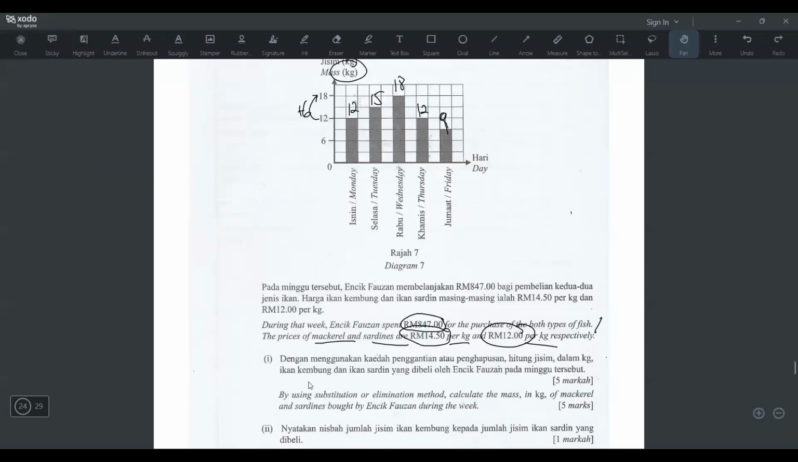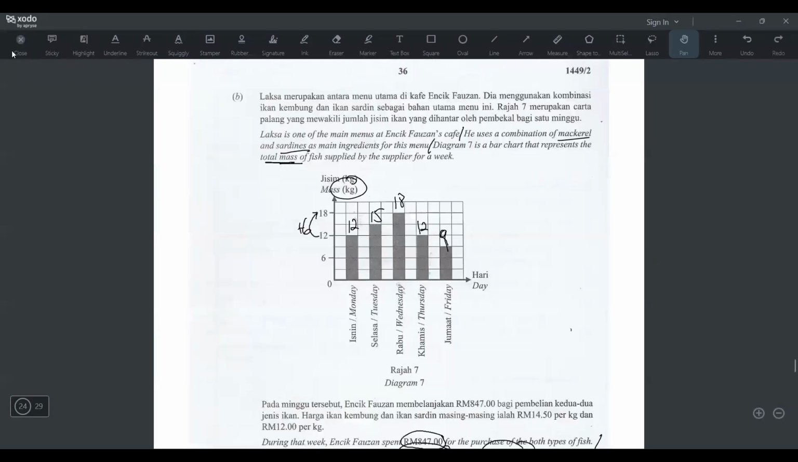And then number 1 says what? By using substitution or elimination method. Okay, I know which chapter is this. If you watched all my previous videos and all my previous explanations, you know already. Whenever I see this word, I always say the same thing. So what does it mean when they say by using substitution elimination method? It means this is a simultaneous equation question. It means later I have to do simultaneous equation.